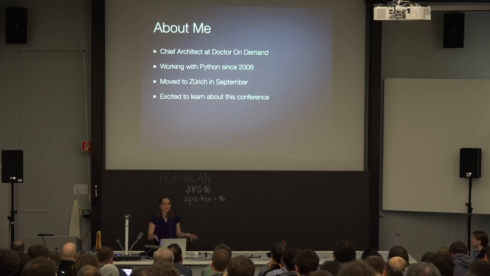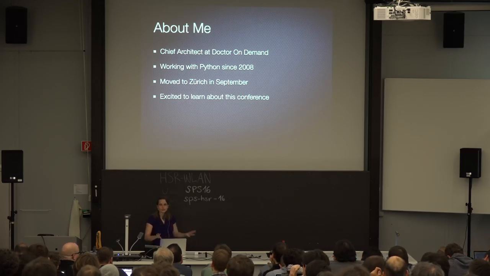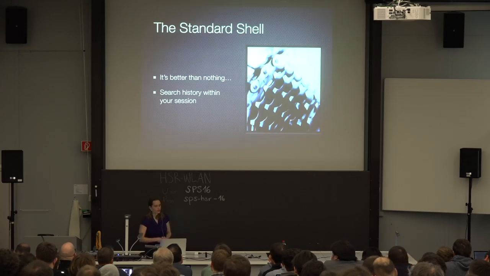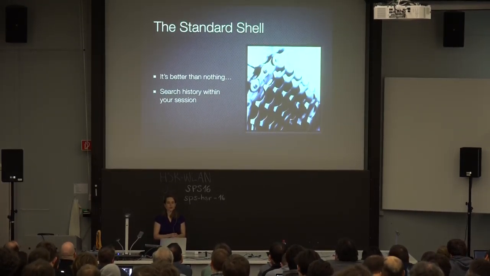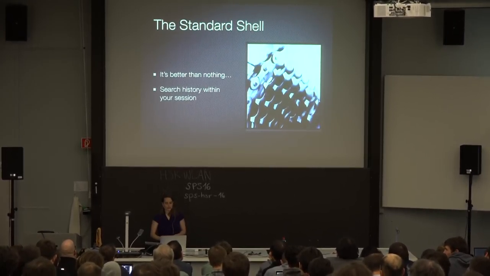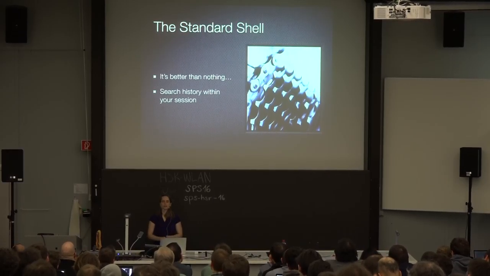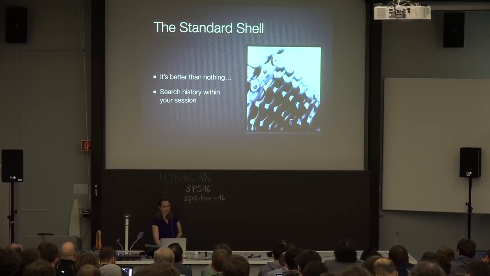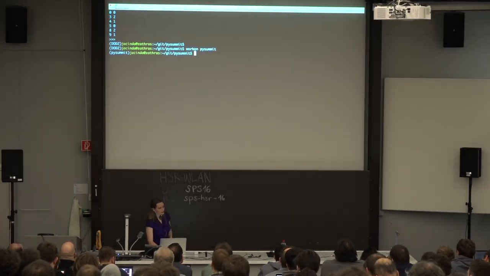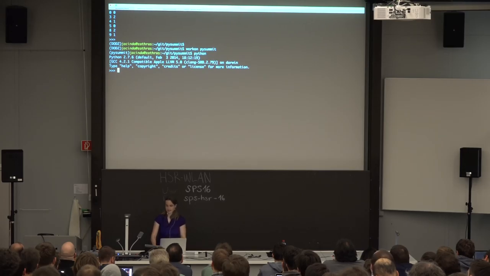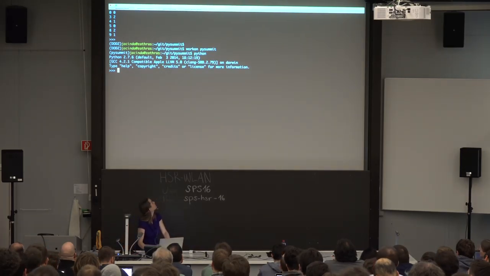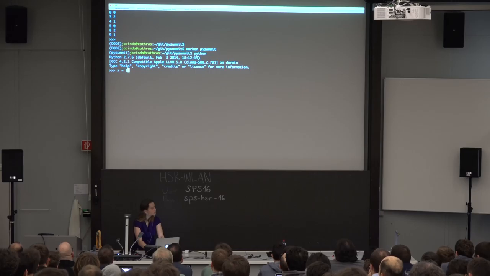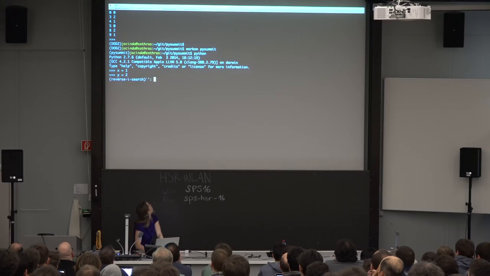Now, we've heard a little bit about IPython, hinted at in various talks already. Let's start with the standard shell. If you've never used an alternative shell, this is going to be hopefully a great talk for you, because the standard shell is better than nothing, but it's not really all that great. In fact, once you start using IPython, you may never really want to go back to the standard shell. So within the standard shell, we can do x equal 1, y equal 2. We can have reverse search history. We can search within our session history here.